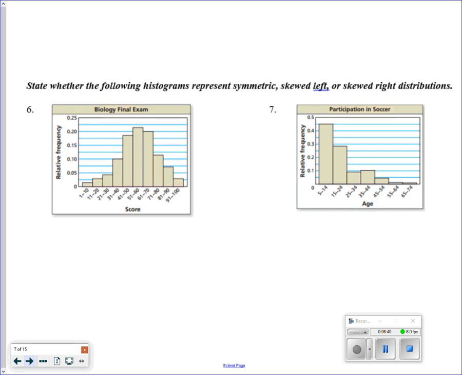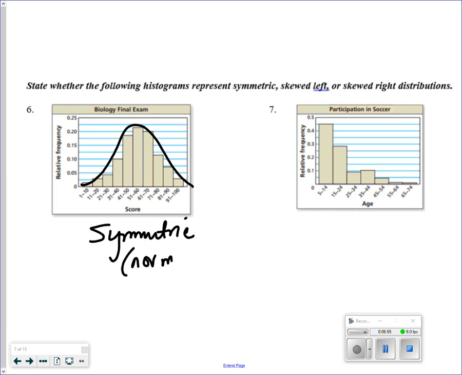It represents symmetric, skewed right, skewed left, or normal. I would accept either that or symmetric. So again, going up, going down, I would consider this to be symmetric, or again, a normal curve. Looking at the next one, this is definitely, all the information is to the left, which actually means that it is skewed to the right.